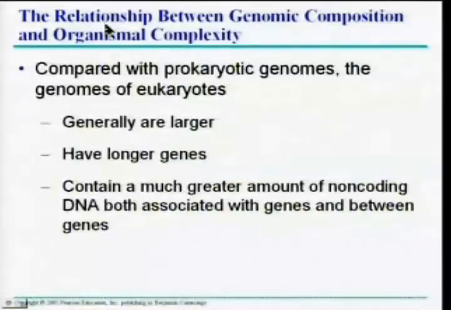The relationship between genomic composition and organismal complexity is the next idea we want to consider. Compared with prokaryotic genomes, the genomes of eukaryotes generally are larger, they have longer genes, and contain a much greater amount of non-coding DNA, both associated with the genes and between the genes.